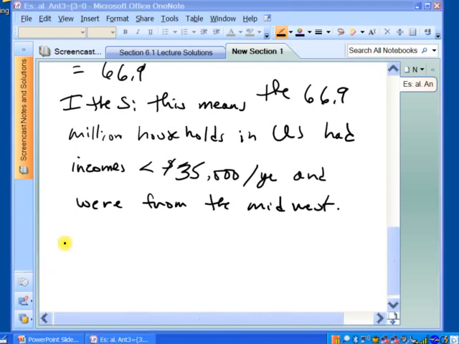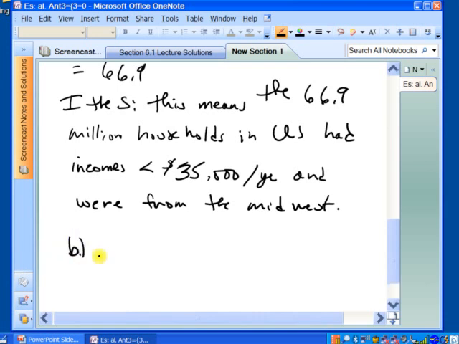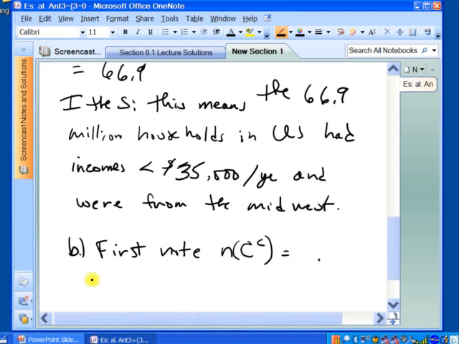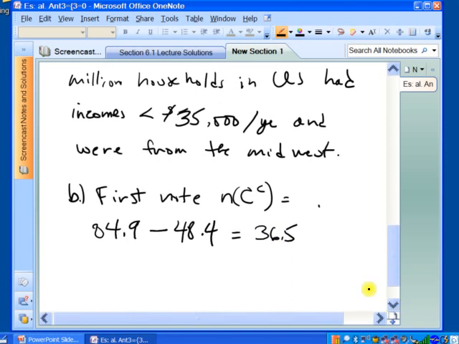Now, for part B, first note that the cardinality of C complement is the size of the universal set, that's 84.9, minus, here, let me write down here so I can write it a little bit better, 84.9 minus 48.4, that's the number of these people in the Midwest. So that ends up being 36.5.